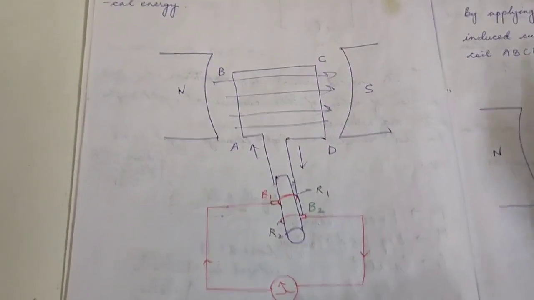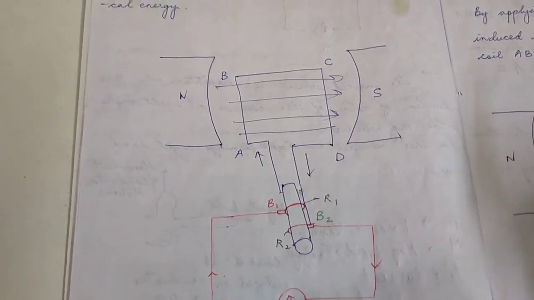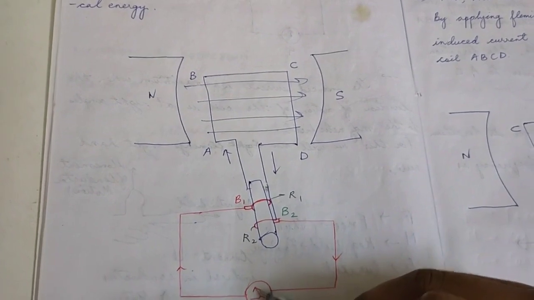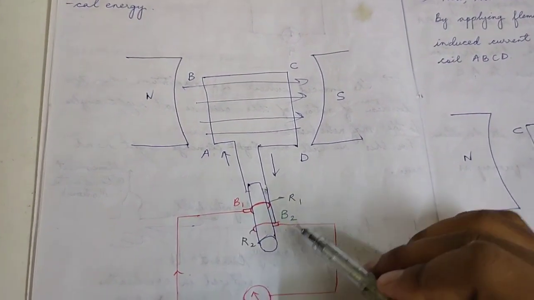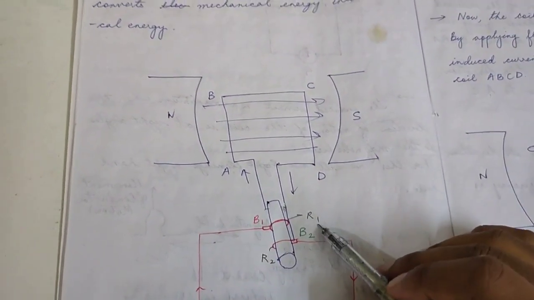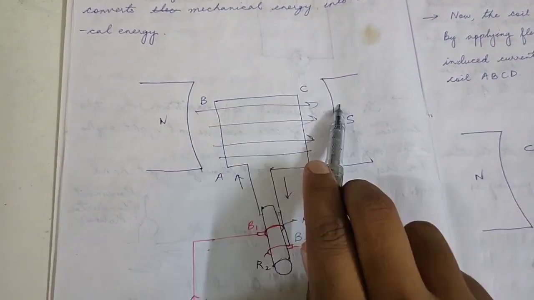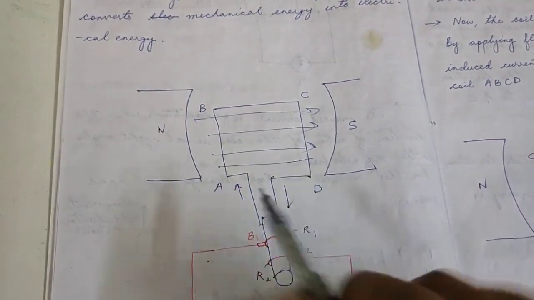The construction is the same. The only difference you will find is in the direction of current. And instead of a battery, we have shown a galvanometer. This will indicate whether current is being induced in the coil or not. We have considered two bar magnets, north pole and south pole. These are the magnetic field lines.